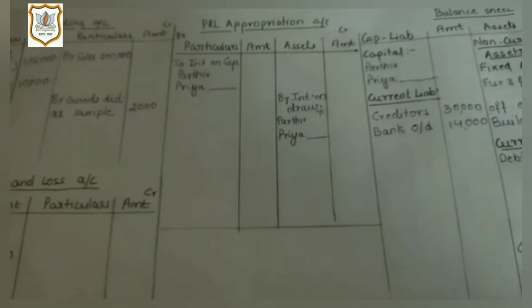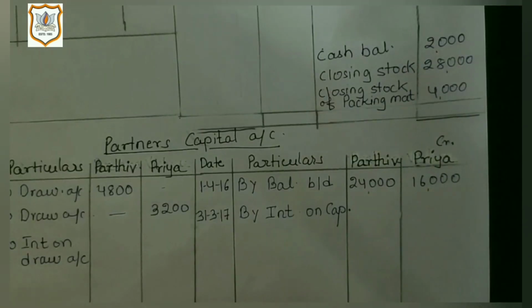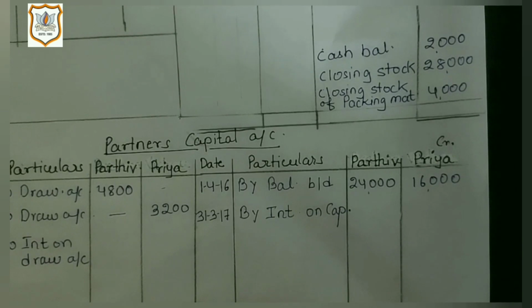Now let's move towards solving adjustment. Every adjustment has two or more effects. Now first adjustment, which is given in question, provide interest 8% on capital and 12% on drawing. Parthiv had withdrawn rupees 400 at the end of each month and Priya had withdrawn on 1st October 2016. So first, let us solve first adjustment, that is interest on capital.